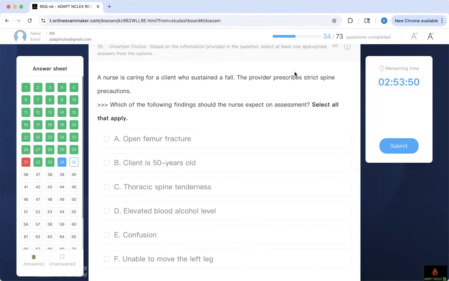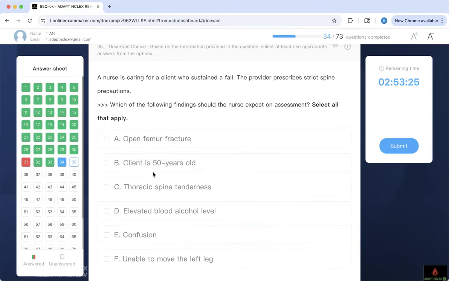What is the problem? The nurse is caring for a client who sustained a fall. The provider prescribed strict spine precaution. That means spine precaution. Which one should you expect? Why should the doctor prescribe spine precaution? That means there's something associated with the patient. So you have to know the criteria for spine precaution.